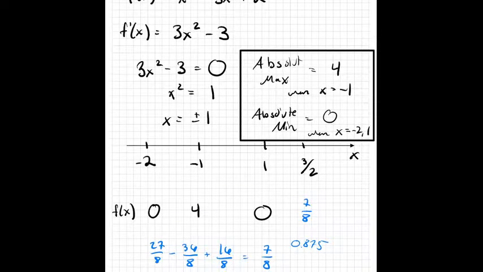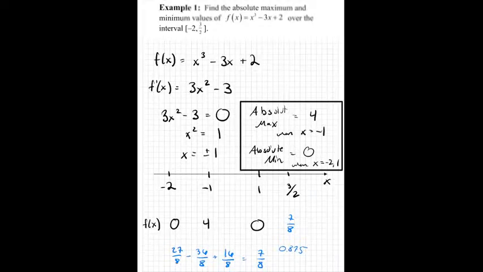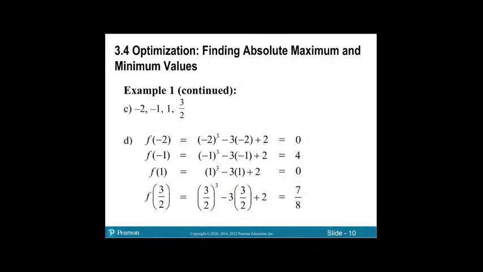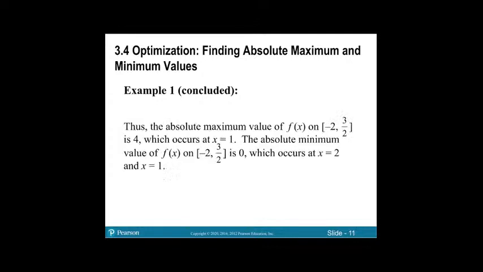All right. So f prime, I think we got that. It exists for all real numbers, and it's going to be 0 when x is plus or minus 1. We got those same results. So the absolute maximum value of f on this interval is 4, which occurs when x is -1. The absolute min is 0, which occurs when x is -2 and 1. I think we got both of those. Okay. All right, that was fun.